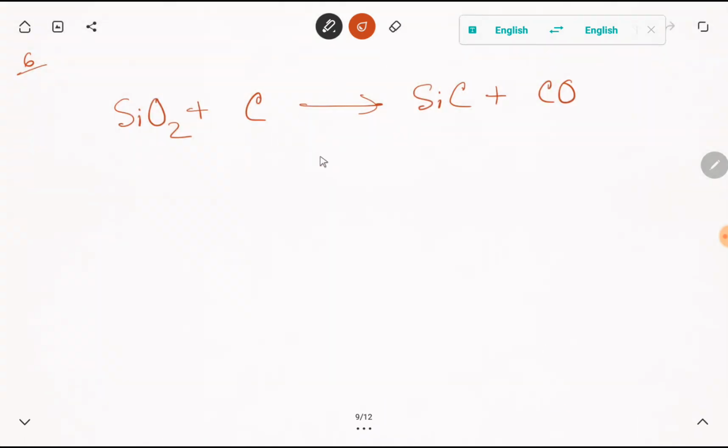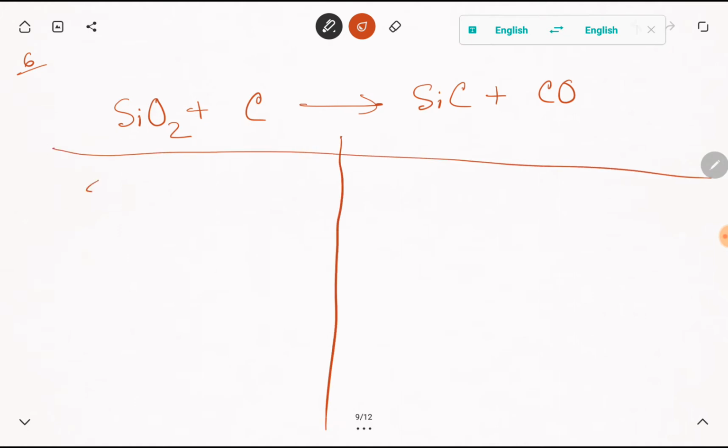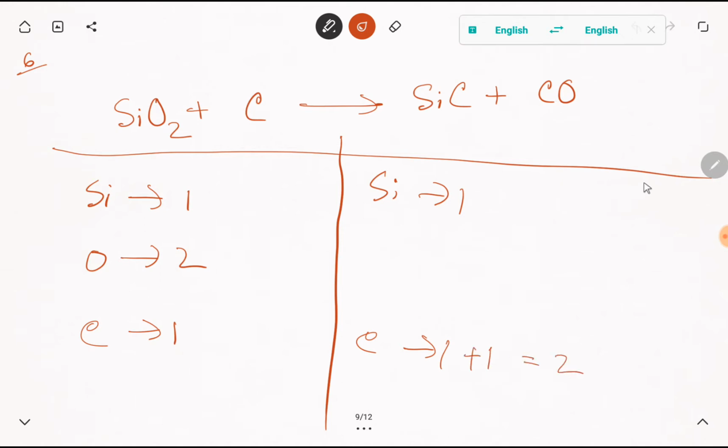How to balance this reaction, right? Look, in the left hand side we have silicon, that is 1, then we have oxygen, that is 2, then here we have carbon, that is 1, then here we have silicon, that is 1, then carbon, that is also 1, then look here carbon 1 plus 1, that is 2, then we have oxygen here 1. Okay, so silicon 1 1 is balanced, oxygen 2 2 1, oxygen is not balanced.